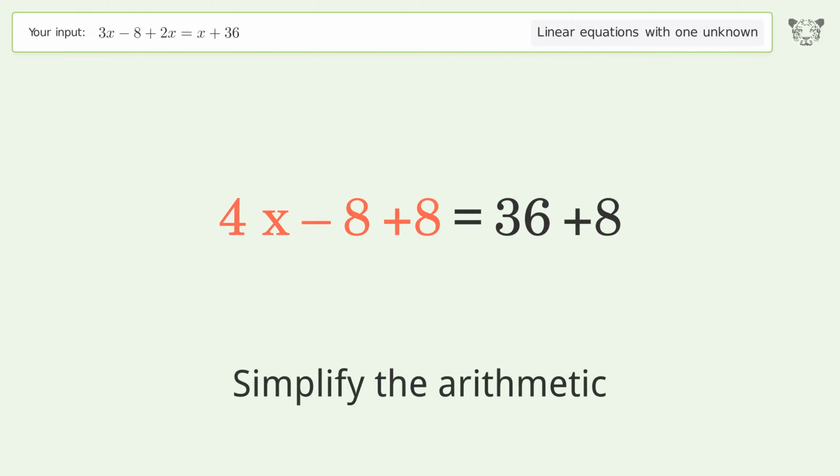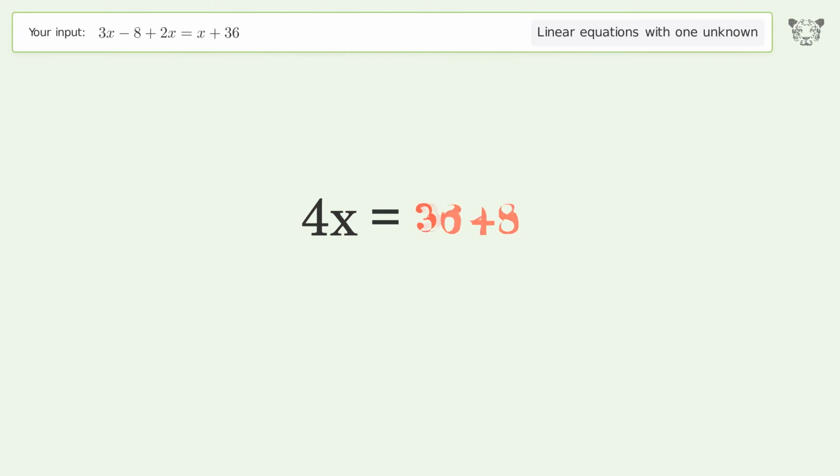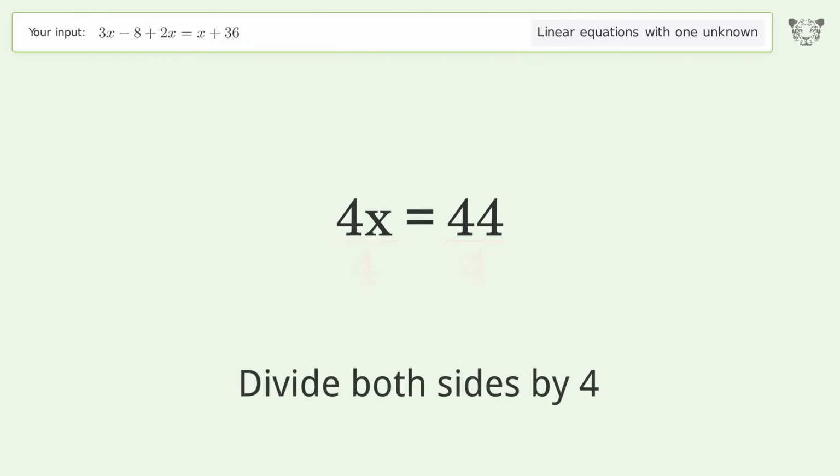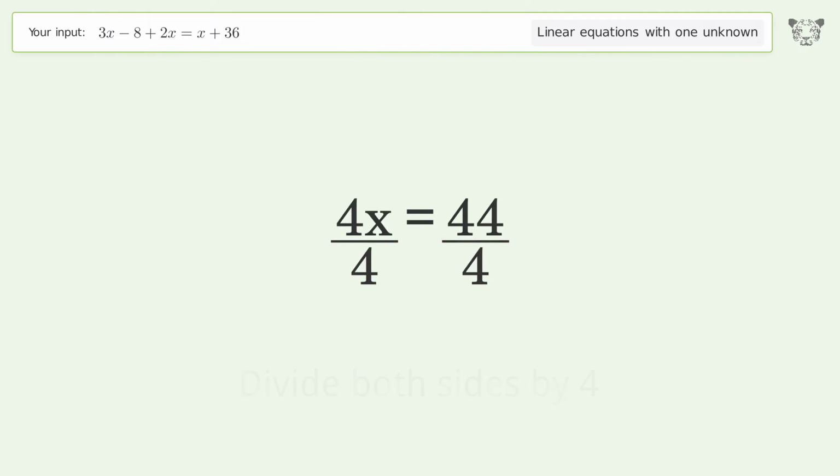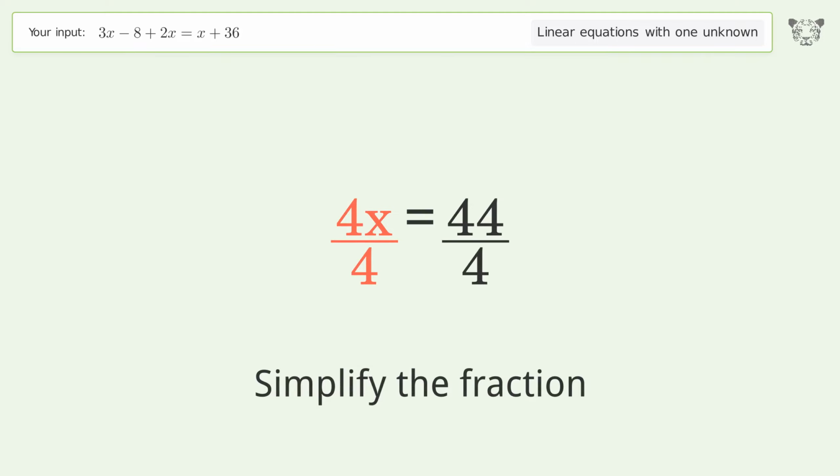Simplify the arithmetic. Isolate the x. Divide both sides by 4. Simplify the fraction.